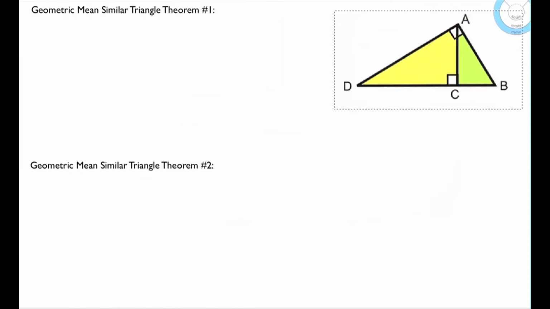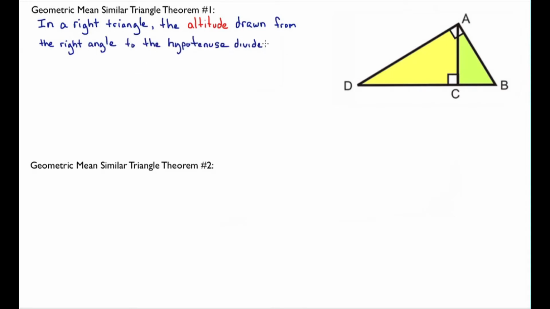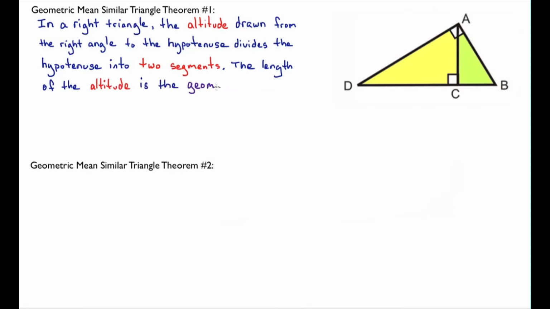Okay, so the geometric mean similar triangle theorem number 1 and number 2 are as follows. In a right triangle, the altitude drawn from the right angle to the hypotenuse divides the hypotenuse into two segments. The length of the altitude is the geometric mean of the two segments.